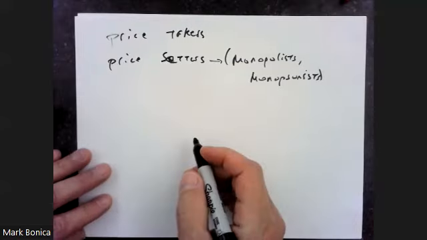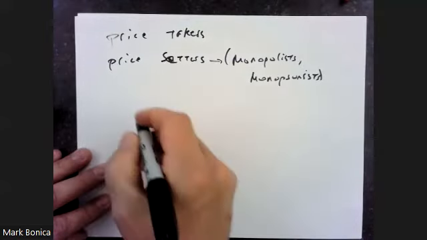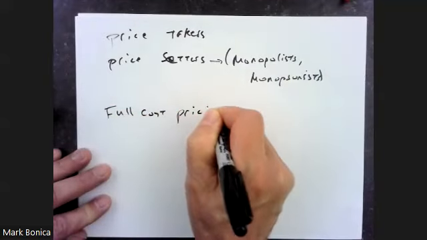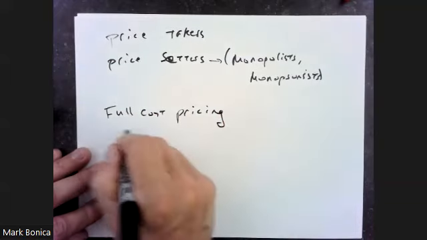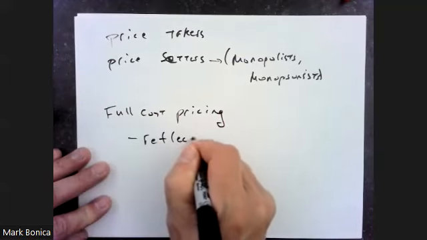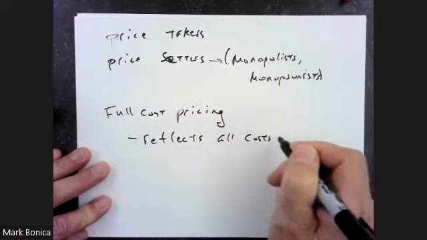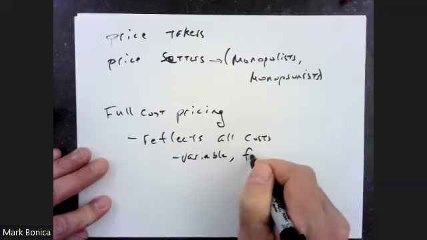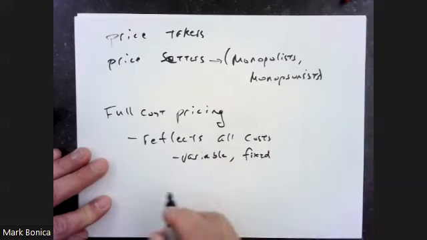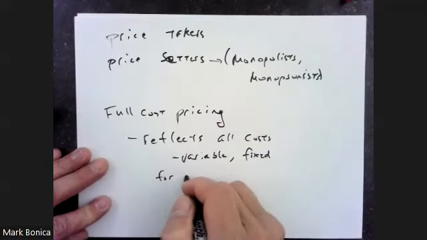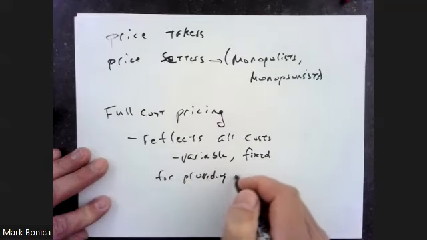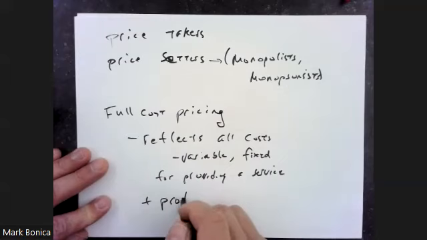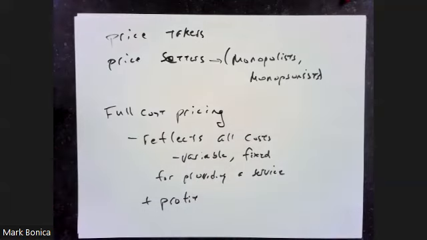When you are a price setter, ideal is you want to do full cost pricing, right? This reflects all costs, variable, fixed, of providing a service. Plus profit, which is kind of one of the costs, right?